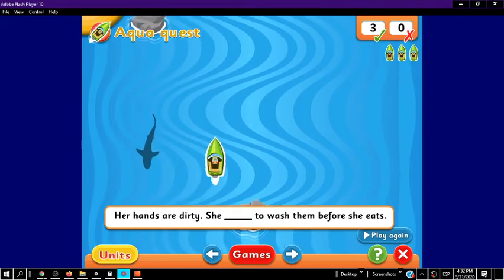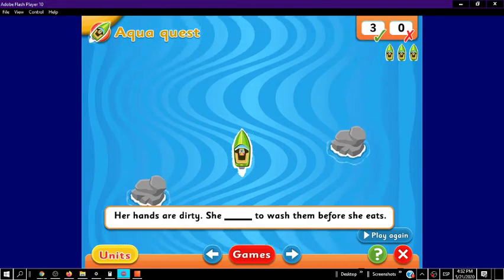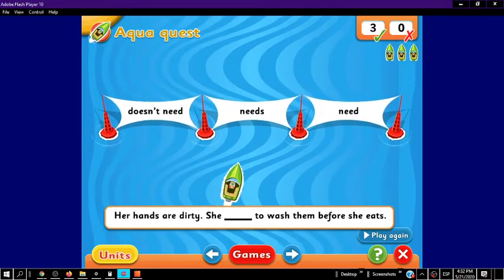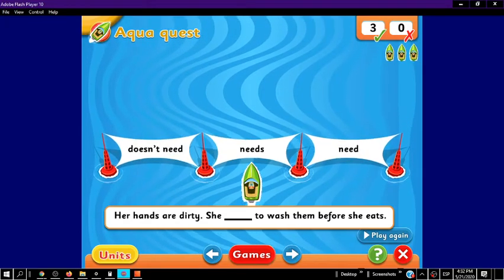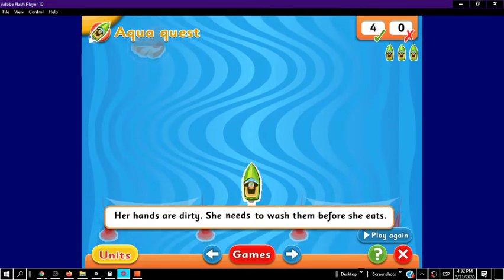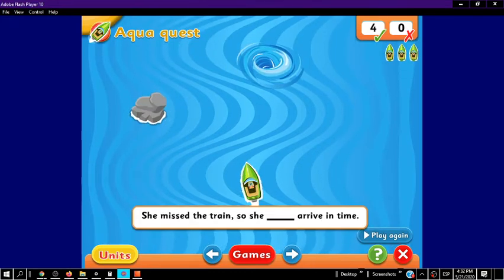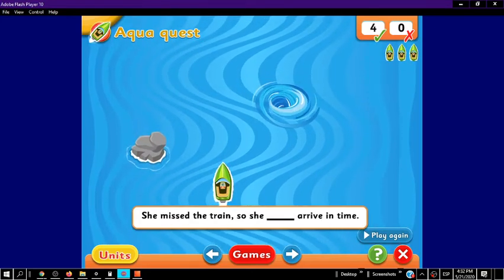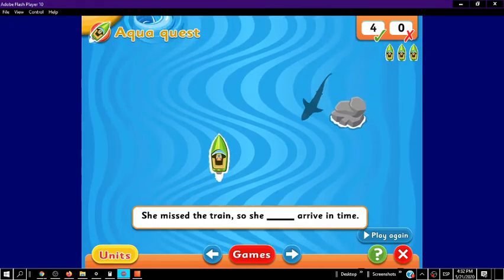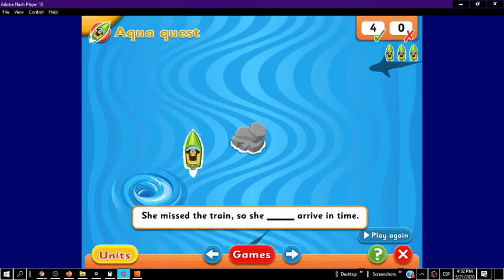We are 3 for 3. Her hands are dirty. She blank to wash them before she eats. She doesn't need to wash them? No. She needs to wash them. She needs because she always goes with the third person singular verb. That third person singular verb would end in an S in the present tense. Need would be like I need, first person, or they need, but it's she, so she needs.